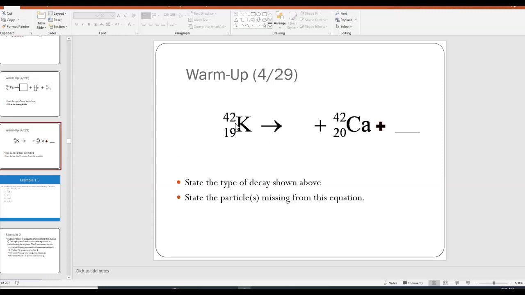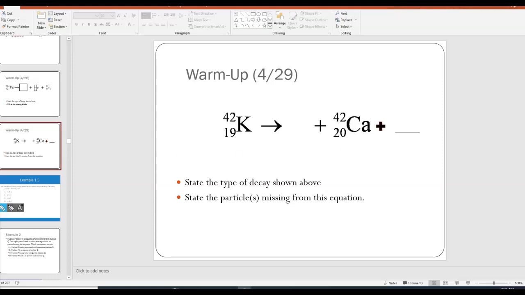We have potassium 42, that is our parent nucleus on the left, that is obviously what's radioactive in this case, and the daughter nucleus, calcium 42, is shown on the right. In other words, potassium 42 is radioactive, and it undergoes radioactive decay because it wants to become more stable. We've talked about that before. And it ends up as calcium 42, which is at least more stable than potassium 42. Okay, and in the process it emits some particles.